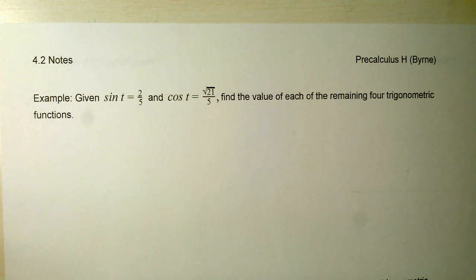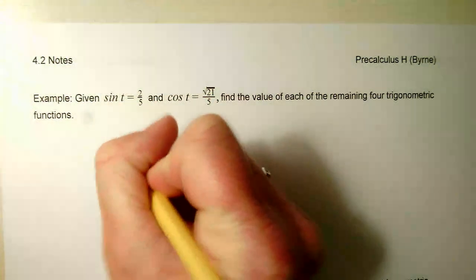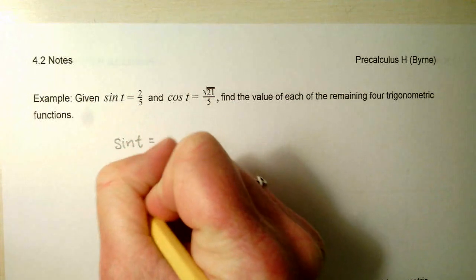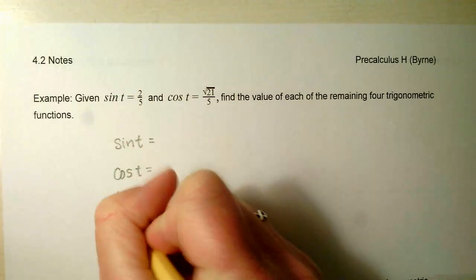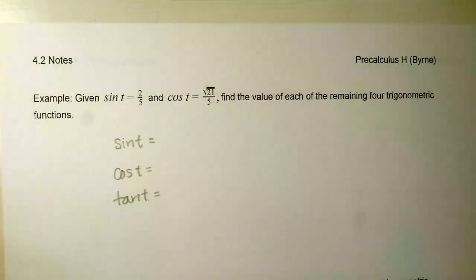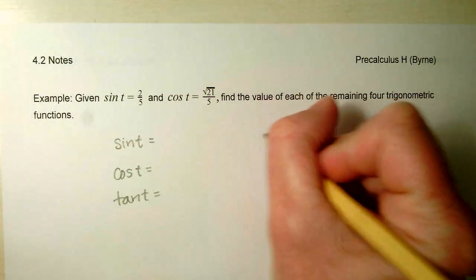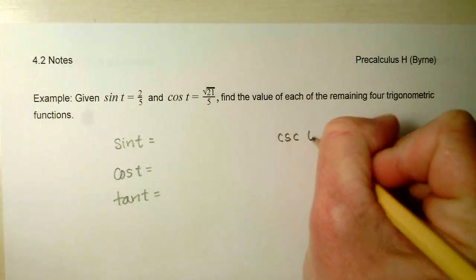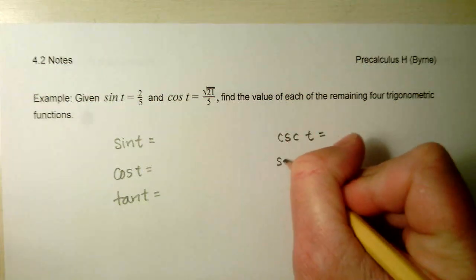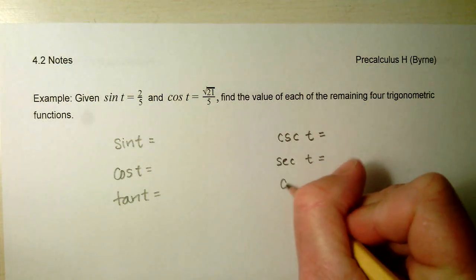For our next example, we are given that sine t equals 2/5 and cosine t equals square root of 21 over 5. These correspond to a point on the unit circle. We want to find the value of each of the remaining 4 trig functions. I always start by writing sine, cosine, tangent with my argument of t, and then I'm looking for my cosecant, my secant, and my cotangent.